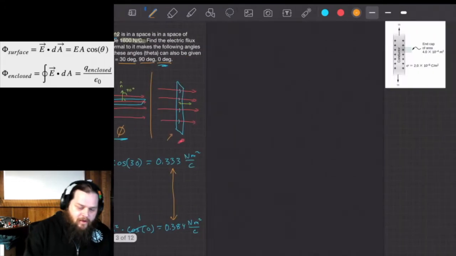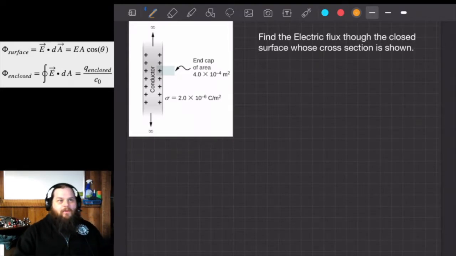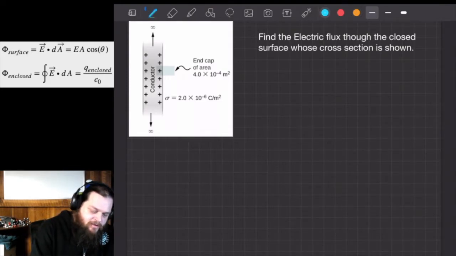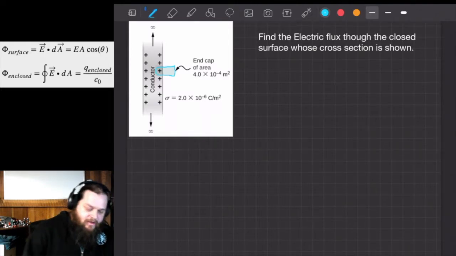Let's move on to another problem here. This one's similar, but a little bit different. Here we want to find the electric flux through the closed surface. So we can see we have this closed surface right here, which is kind of engulfing part of this conductor. And this conductor has a uniformly distributed charge along the surface.